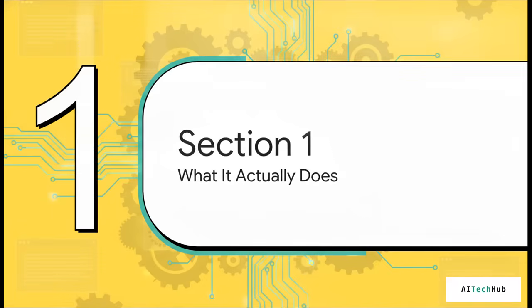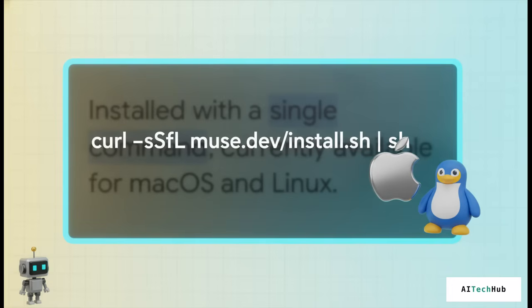All right, Section 1, what it actually does. Right off the bat, you gotta know that Muse Code is strictly a terminal-based agent. You install it with just a single curl command. Right now, it's built for macOS and Linux environments, which honestly perfectly captures this no-nonsense, highly developer-centric vibe Meta's going for here. You're not downloading some bloated graphical suite, you know? You're pulling a tool straight into the command line, which is where we're already spending most of our time anyway.